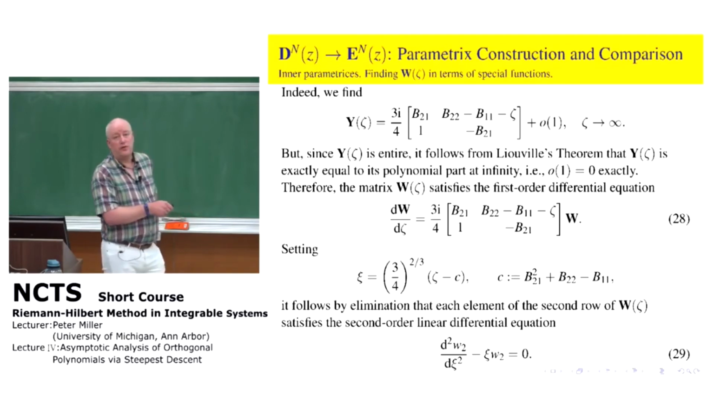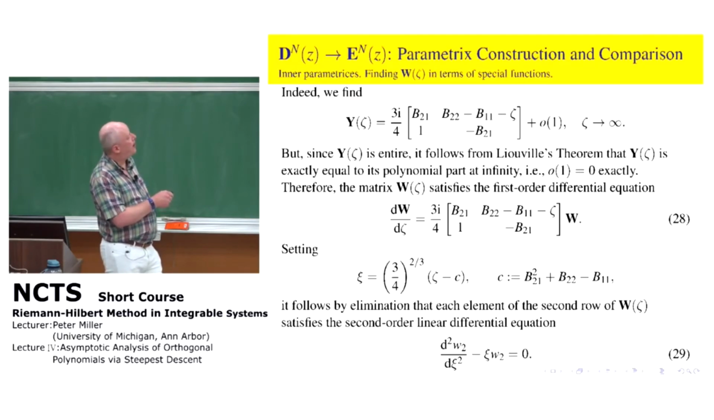So since Y of zeta is an entire function, and this is its large zeta asymptotic behavior, little o of 1 must be 0. That's Liouville's theorem. So this Y of zeta is a linear function. That's what it is. It's a linear function of zeta.